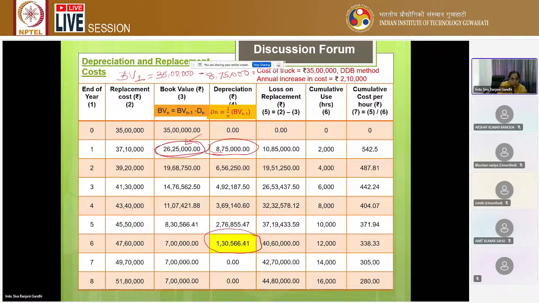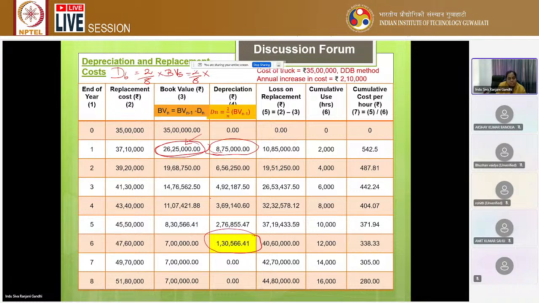Now coming to your actual doubt: how to estimate the book value at the end of sixth year. For that we need to know the depreciation for the sixth year. So what is the depreciation for the sixth year? It is nothing but 2 divided by 8 into the book value at the end of the fifth year. So what is the book value at the end of fifth year?